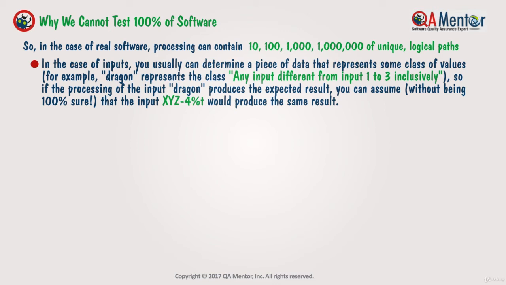For example, Dragon represents the class of any input different from input 1 to 3 inclusively. So if the processing of the input Dragon produces the expected result, you can assume, without being 100% sure, that the input XYZ minus 4% T would produce the same result.